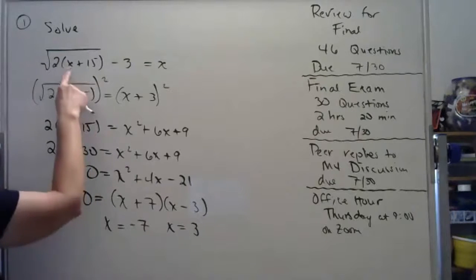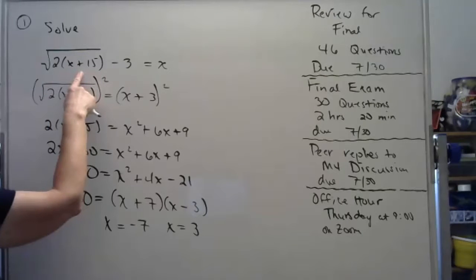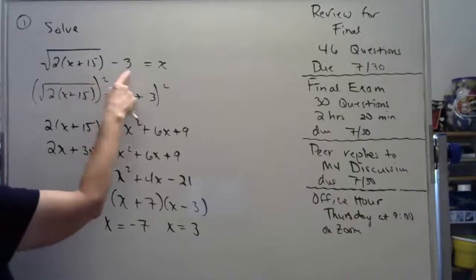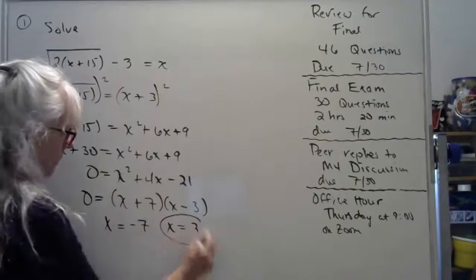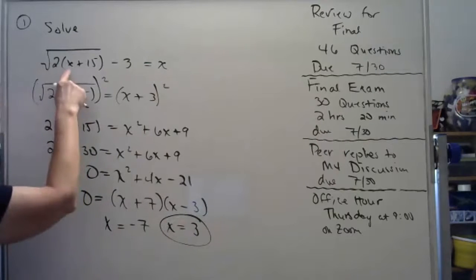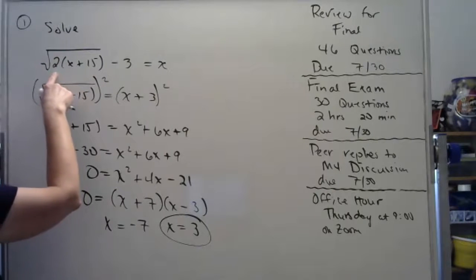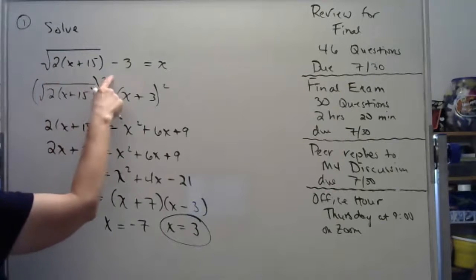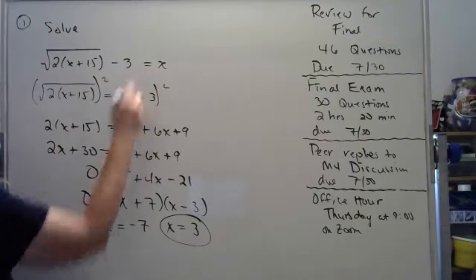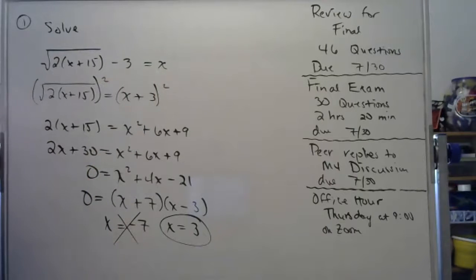So when I plug in 3, 3 plus 15 is 18, 2 times 18 is 36, square root of 36 is 6, and 6 minus 3 is 3. So that one definitely works. Plugging in the negative 7, negative 7 plus 15 is 8. 8 times 2 is 16. Square root of 16 is 4. 4 minus 3 does not give me a negative 7. So that one doesn't work. So you get one that works and one that doesn't work. But that should be your first problem. So something similar to that.